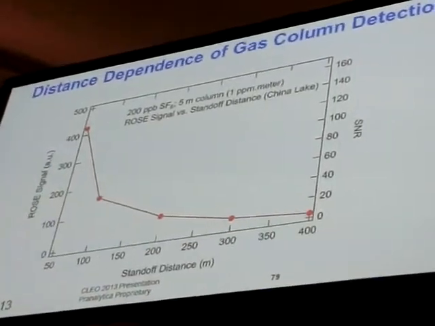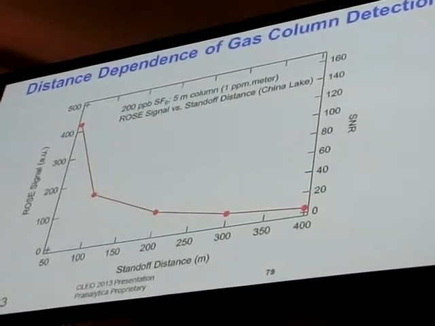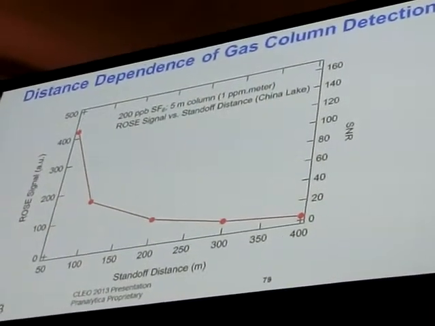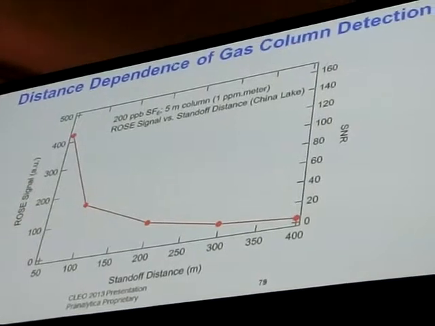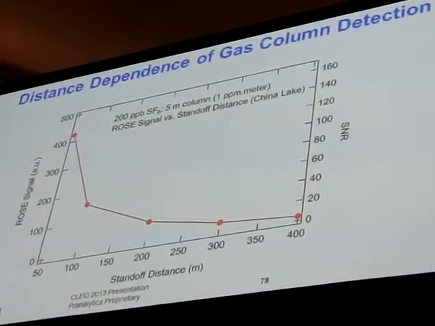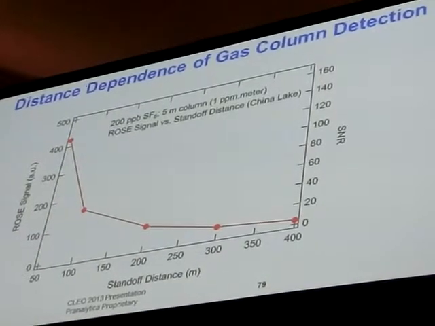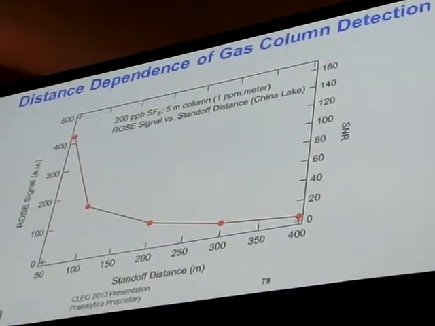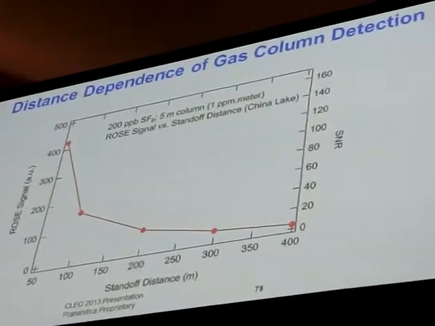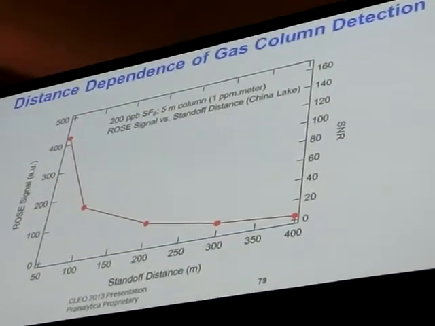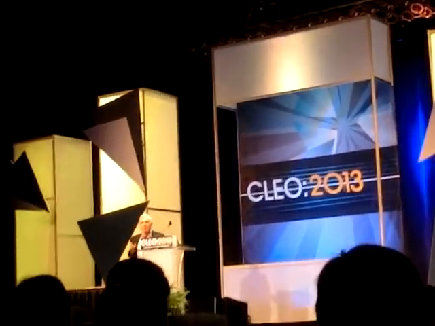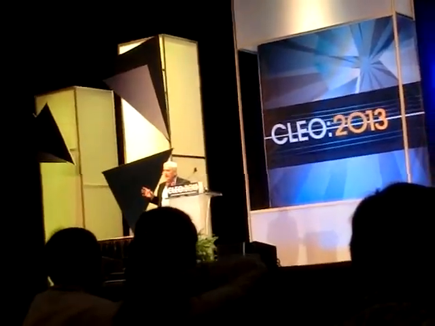And there is a similar distance dependence here. Because the sample is large, we had a tube roughly 2 meters in diameter, so beam wander really doesn't hurt a lot, and we are able to go to roughly 400 meters for this measurement. What this allows us to do is to put a lower limit on what we can measure. We can measure 1 ppm meter, a gas cloud at a concentration of 1 ppm, length 1 meter.